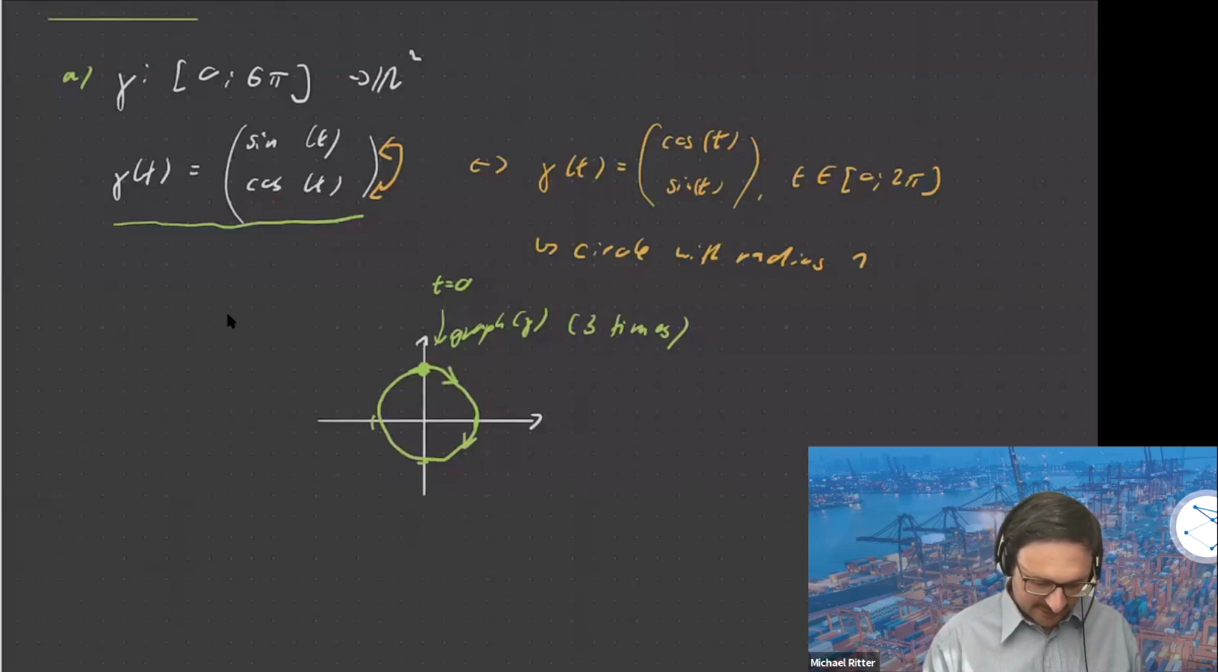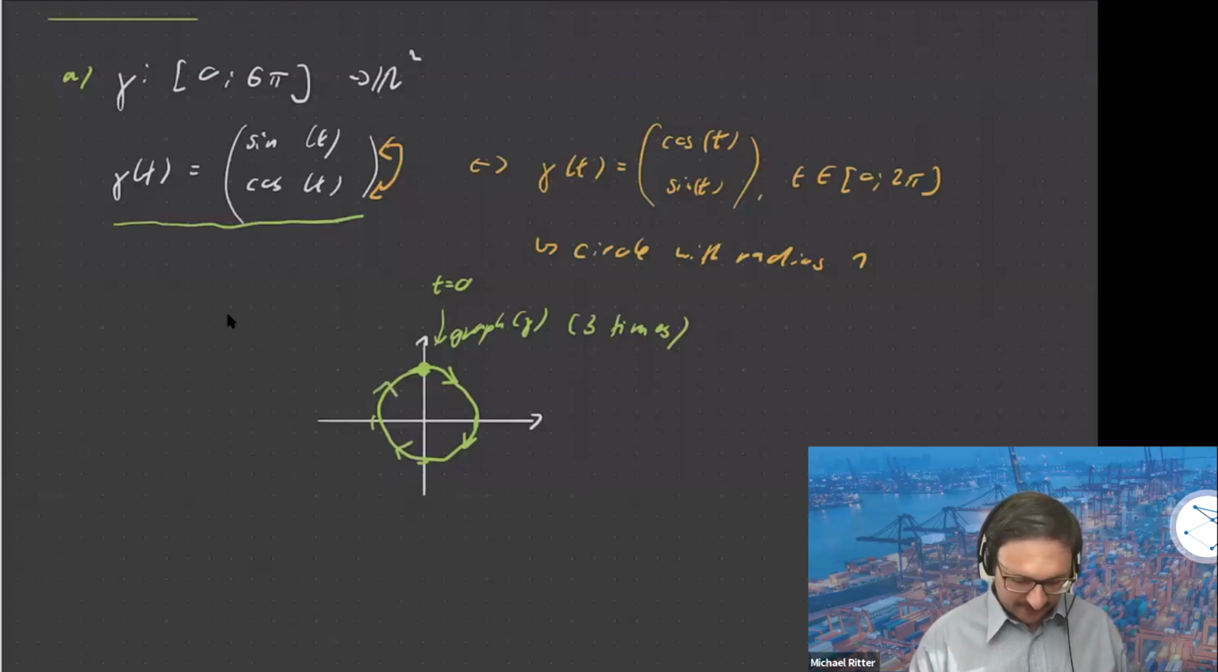Let's visualize that with some arrows here. So that is the direction of that curve. Direction is clockwise. Whereas here, for that usual parametrization, the starting point would be (1, 0), and this parametrization would run counterclockwise.